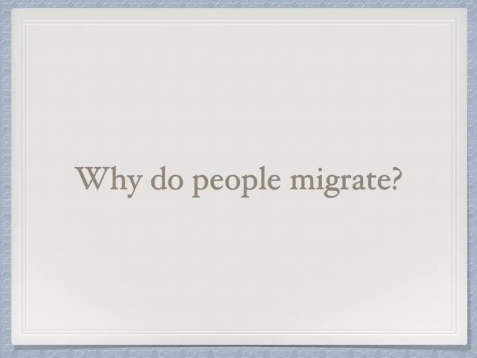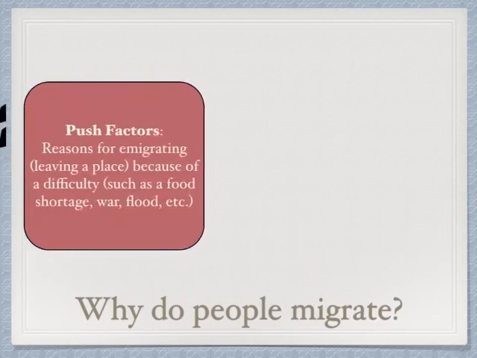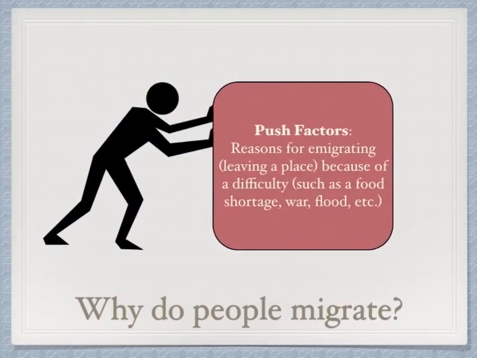Understanding why people migrate is a key part of understanding world history. Now, there are two main factors for why people migrate. First of all, there are push factors. These are the reasons why a person leaves. So examples might be a food shortage, war, environmental factors, unemployment.